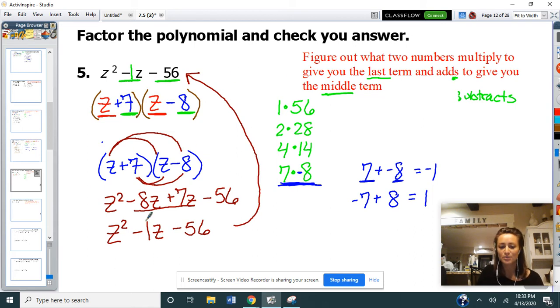This is me checking my answer. The final answer for factoring is this: z plus 7, z minus 8.